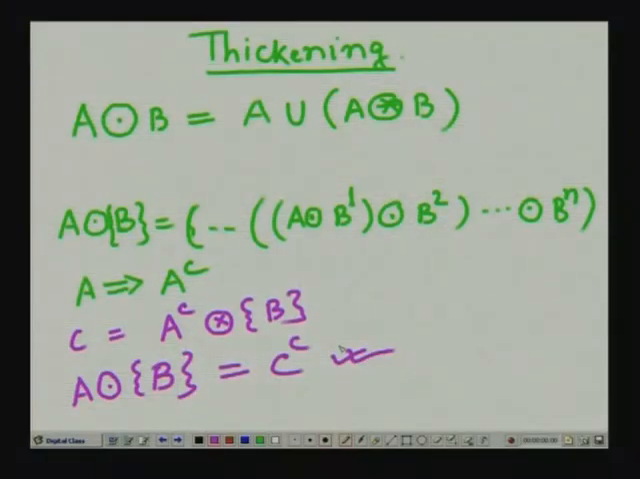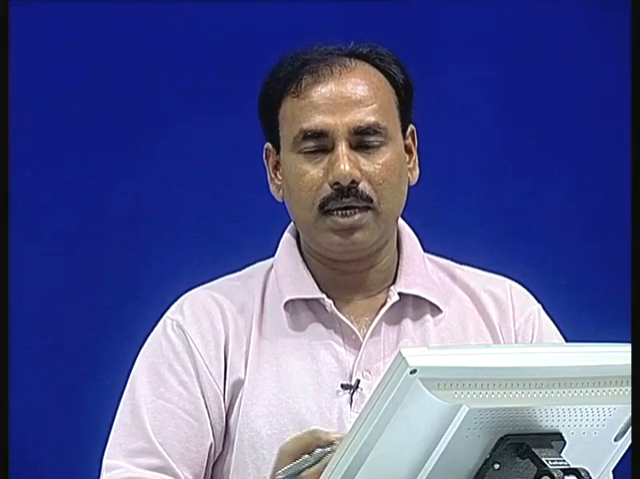Now, there may be one problem that while doing this operation, there may be some spurious points which will arrive in the thickened version of the point set A, which can be removed by some post processing operation like opening, closing and so on. And finally, what we get is the thickened version of the point set A.